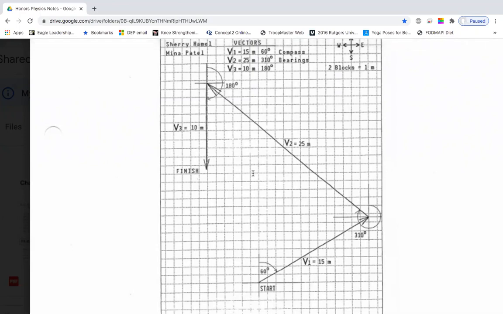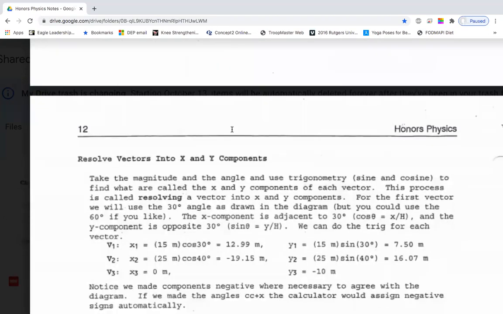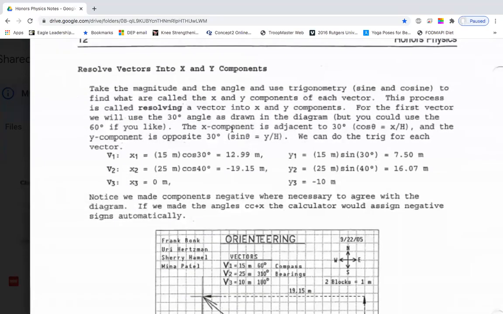Now, where is the resultant? It's going to go from start to finish. It's the one vector that replaces these others. Well, now, how do I actually do the math to figure this out? People have been asking me, how do you get the math?